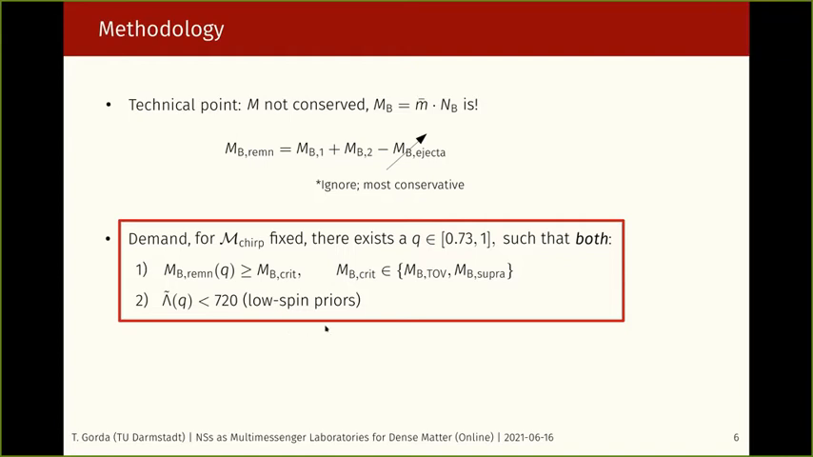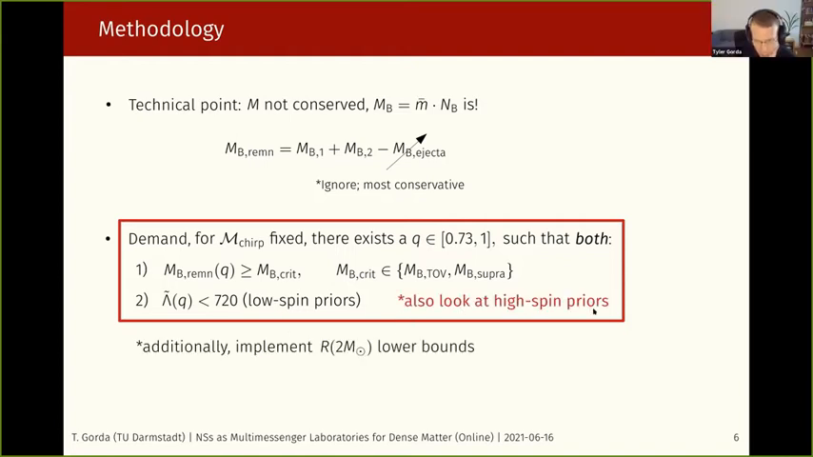Okay, thank you. So we also look at high spin priors, which I'll just flash later on if there's time. And then we additionally fold in these radius constraints of two solar mass neutron stars. So now let me just show you the results figures.